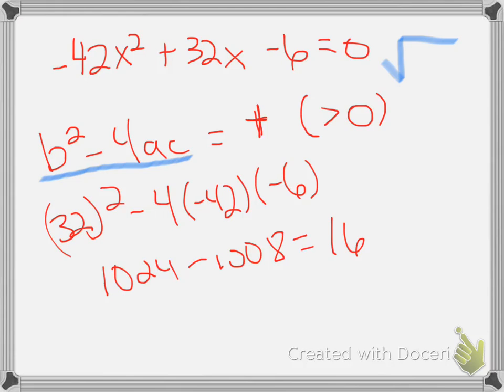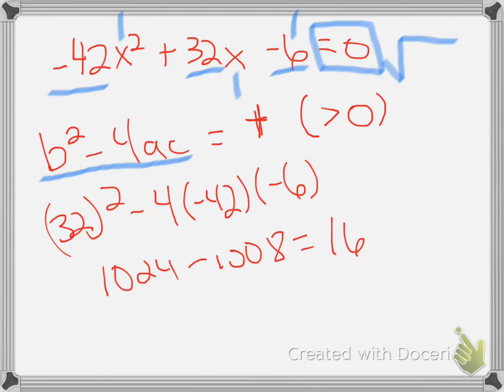So in this case, I have a big equation. A is negative 42, right? Because it's the first one. And then B is 32, and then C is negative 6. As long as it's equal to 0, and it's in this order, here and here, we can find this pretty easily, okay?